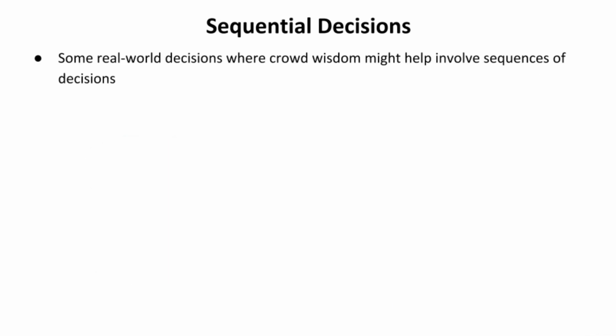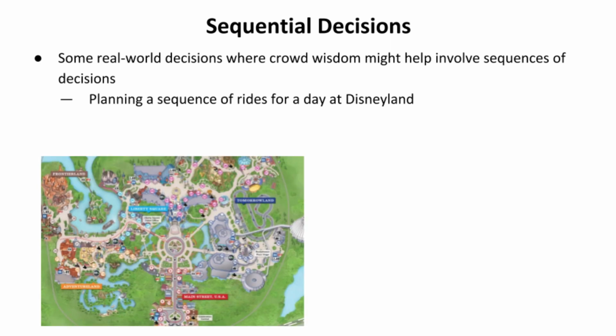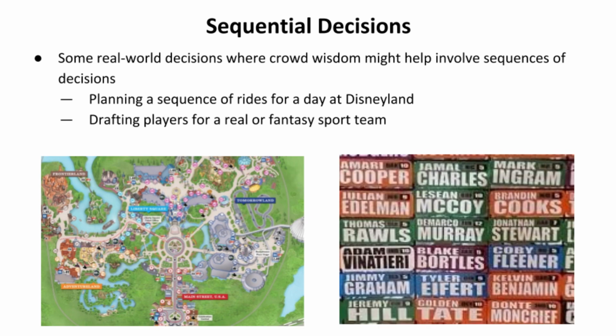There are some problems, however, for which aggregating the knowledge of individuals might be useful, but don't take the form of individual decisions. For example, you might poll a set of people on what sequence of rides they would recommend that you do on a day trip to Disneyland, or you might ask a set of fantasy football experts what sequence of players they would suggest you draft for your team.